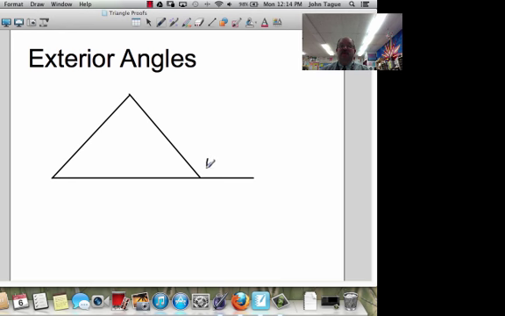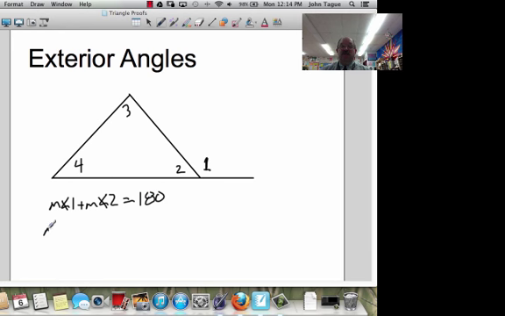I'm going to name this angle, angle 1. We're going to name these angles 2, 3, and 4. Okay? Angles 1 and 2, what do you notice? Straight line. So the measure of angle 1 plus the measure of angle 2 is 180 degrees.